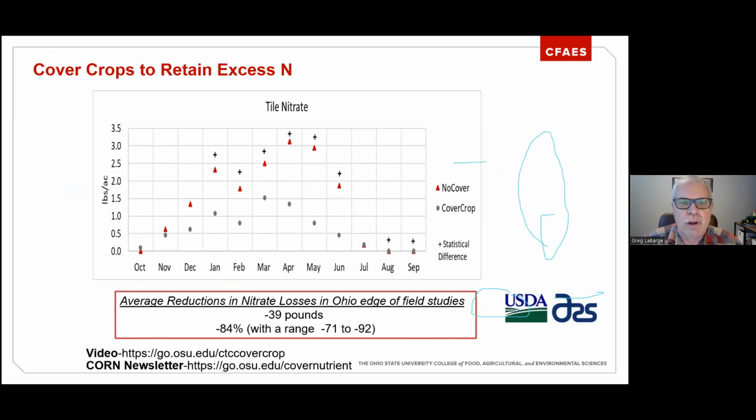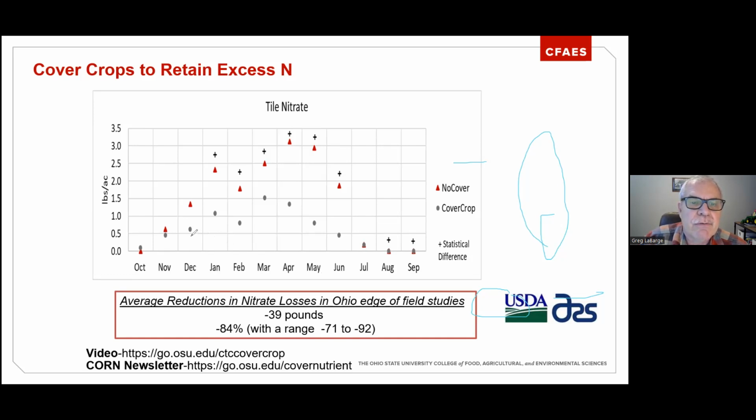When we think about these losses, what can we do about it? The first place that I would go is cover crops. We can think about cover crops to retain that nitrogen in the soil and in the field, not allowing it to go downstream. Here is a study from our edge of field sites where we've had cover crops in place, comparing them to no cover crop in the comparison field.